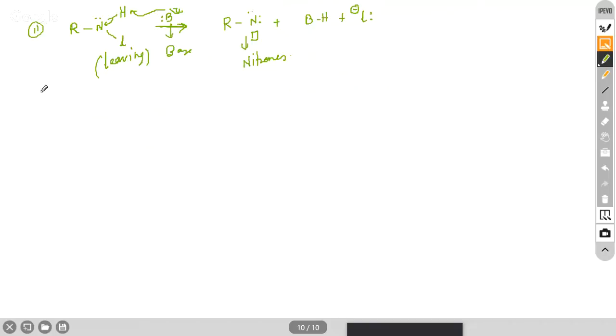Right? Now, what all possible bases are? We can have OH minus, we can have RO minus, we can have NH2 minus, or tBuO minus. All these bases are possible into this. Understood?